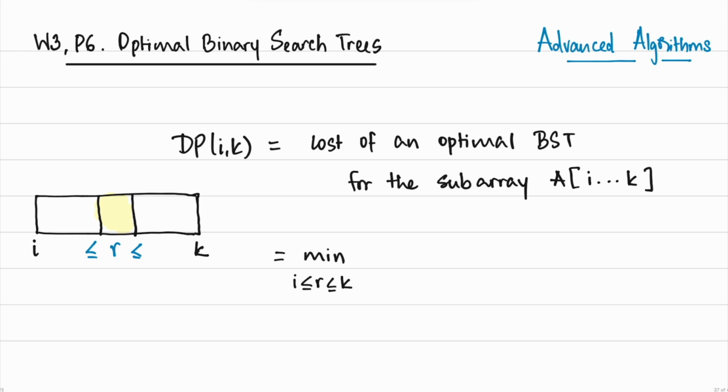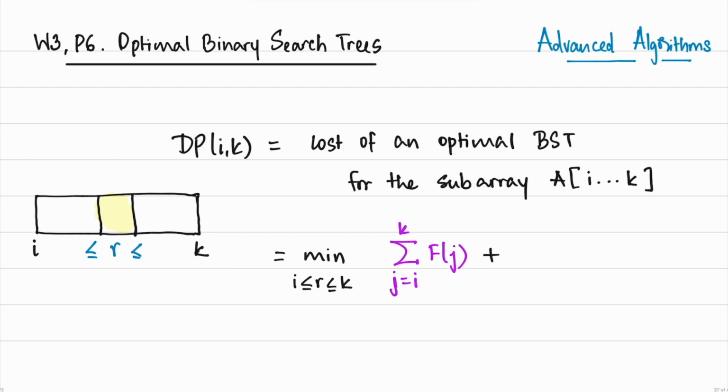So no matter what the choice of the root is, you are going to pay a total cost of the sum of all the frequencies of all the elements in this subarray here, just to account for the root element. But this fully accounts for the root element. So once we have written this down, we can move on.